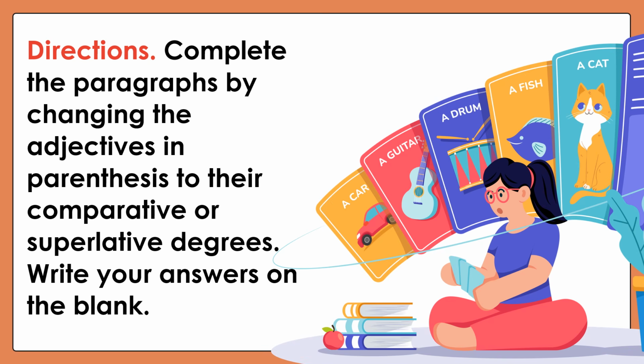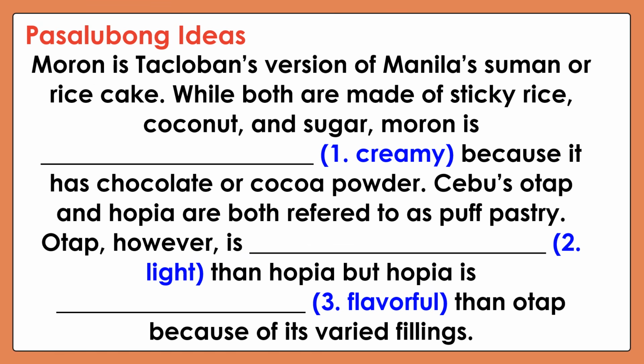Directions. Complete the paragraphs by changing the adjectives in the parentheses to their comparative or superlative degrees. Write your answers on the blank. Let's read the pasalubong ideas. Moron is Tacloban's version of Manila suman or rice cake, while both are made of sticky rice, coconut, and sugar. Moron is blank, creamy, because it has chocolate or cocoa powder.